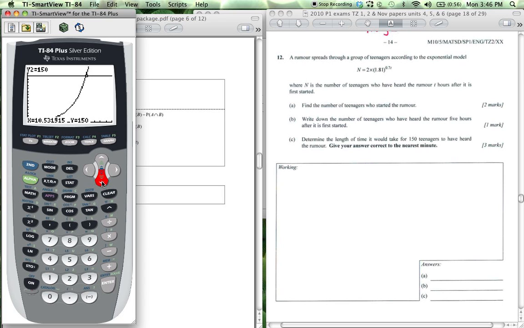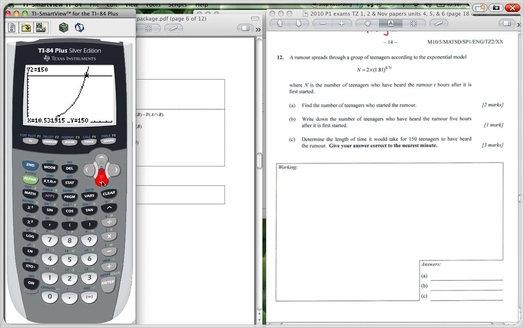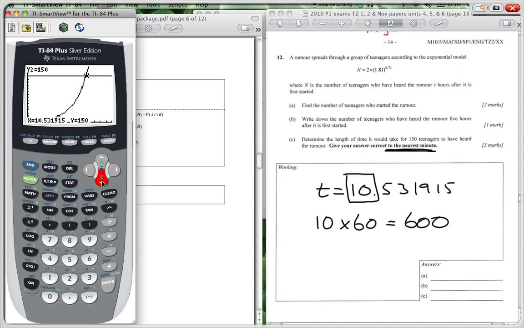So we get y is equal to 150, and we get x is equal to 10.531. So we get our time is equal to 10.531915. Okay, now we need to put it into the nearest minute. Now obviously I've got 10 hours here, so 10 times 60 is equal to 600 minutes. That's fine. But I've got this 0.531915 over there. Now, how many minutes is that?